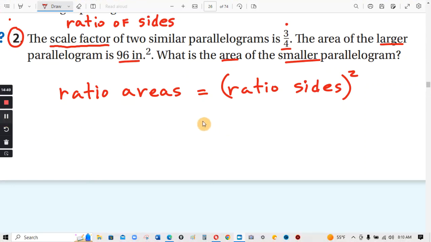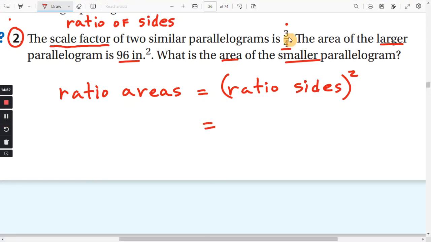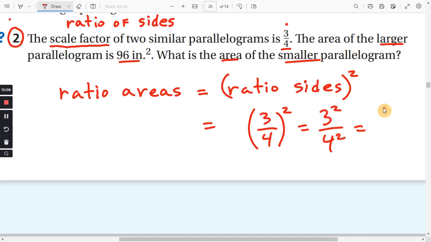All right, so if we take the ratio of the sides, that's 3 over 4, and that's squared. Individually, that's going to be 3 squared over 4 squared. 3 times 3 is 9. 4 times 4 is 16. Okay, that's your ratio of the areas.